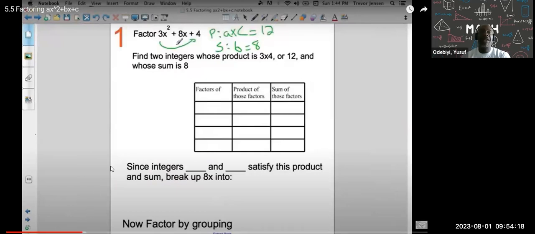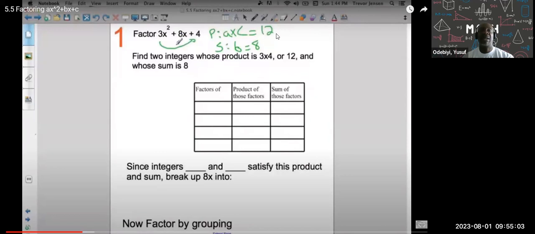Okay, so you may have questions that are trickier. And here's a question that's trickier, this one over here: 3x squared plus 8x plus 4. Now, you cannot divide the 3 out. So you're still gonna have to do product and sum. But the way it works is the product is 3 times 4, which is 12, right? And then the sum is 8.